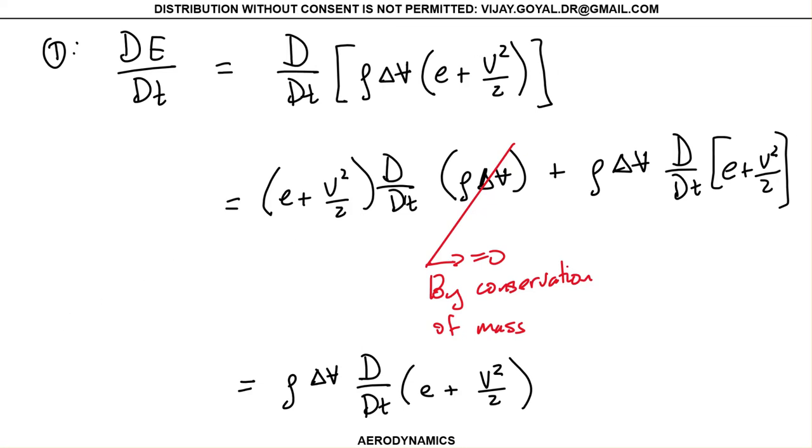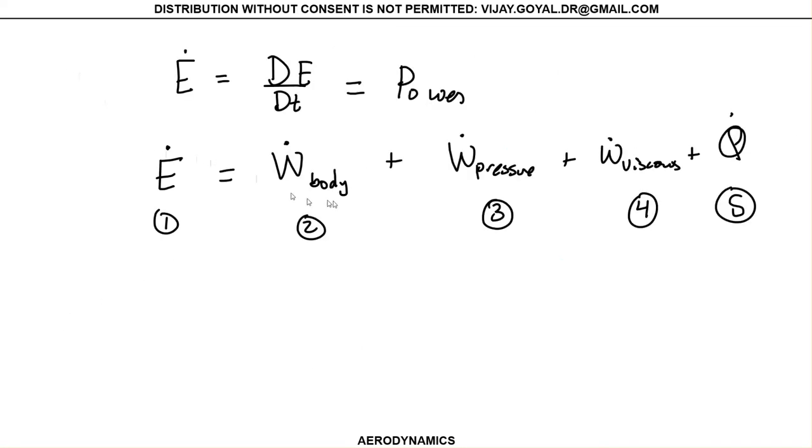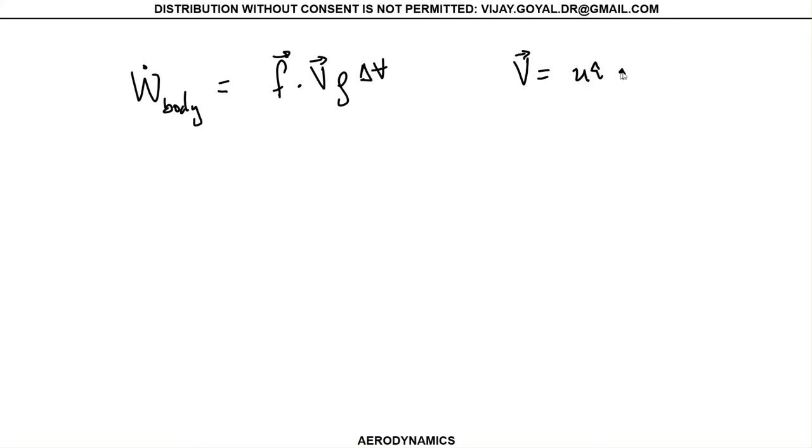Now, without much derivation, I want to at least give the expressions for each one of these terms. The body force term is going to equal your body force times velocity, rho F dot V. You can show this expression in the problem. Don't forget that V is equal to ui plus vj plus wk.